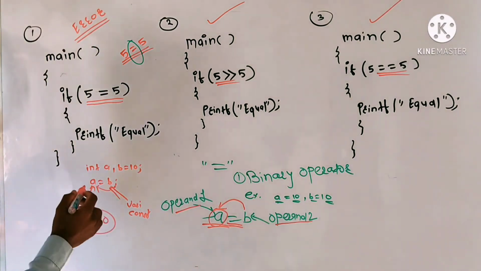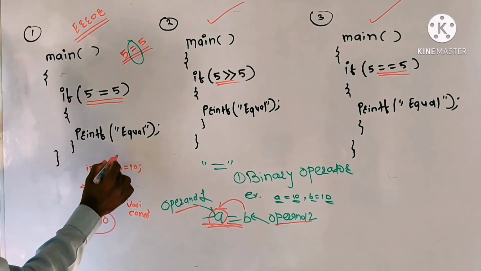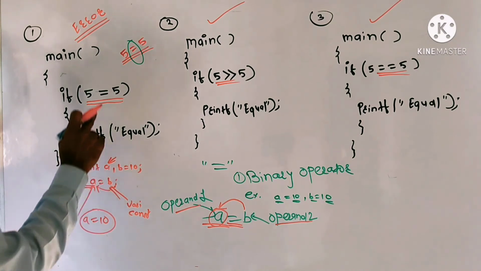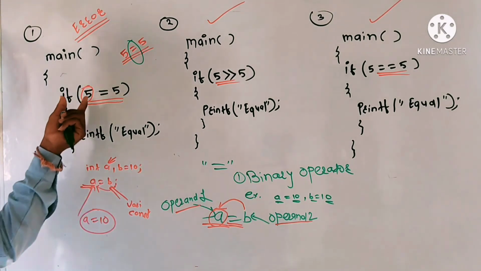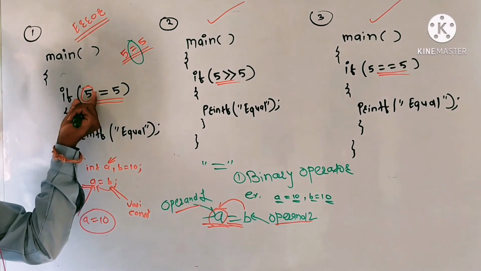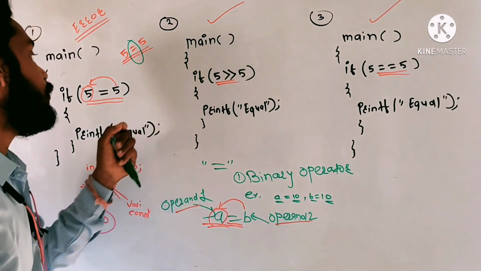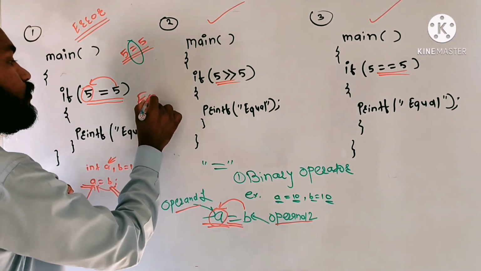Here I passed a variable, and memory is already allocated, so this 10 will easily copy to the variable a. But here there is no memory allocated for this value 5. Then where will this value be copied? Because of that conflict, the compiler simply generates an error.